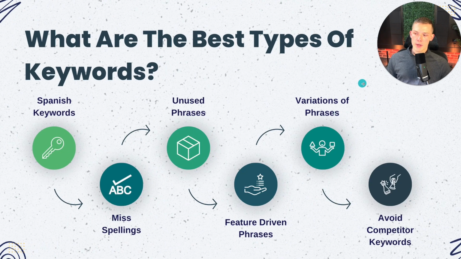Now, what are the best types of keywords that we can use in our alt text? It's very different to your title, where you would want to use those high value, high volume, long tail keyword phrases. You can still use it in your alt text field, but we have so many more options here because it is a backend field and hidden from what the customer sees on Amazon's front end. So I like to use it for Spanish keywords, misspellings, unused phrases, feature driven phrases, and variations of phrases.